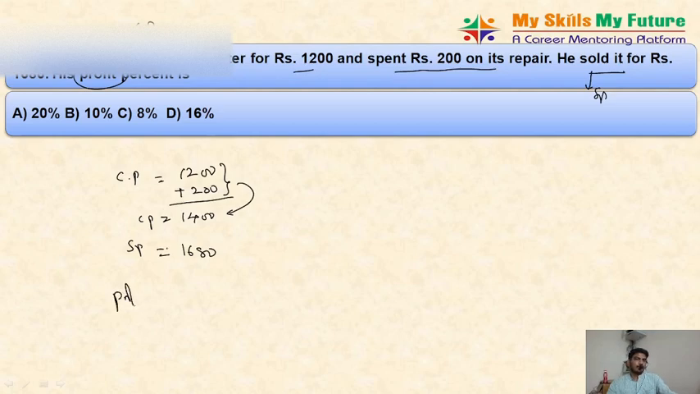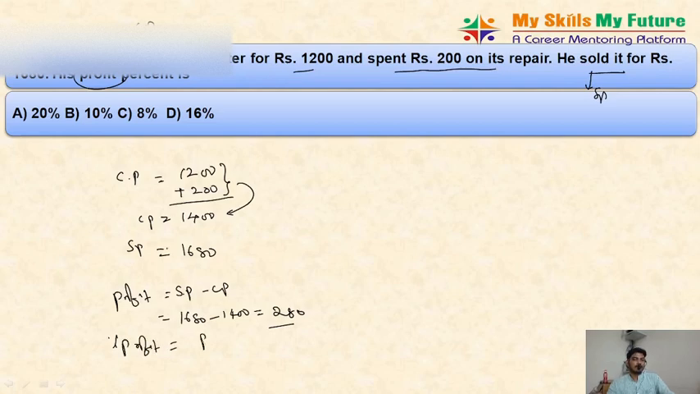So profit will be equal to selling price minus cost price. What is the selling price here? 1680 minus the cost price, that is 1400. What profit is he getting here? The profit is 280 rupees. Next we need to calculate the profit percentage here.